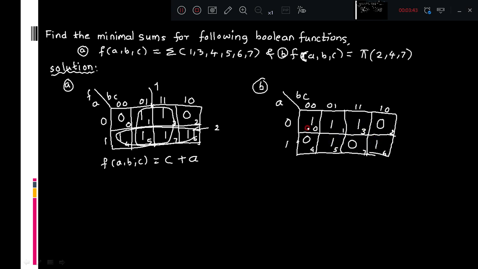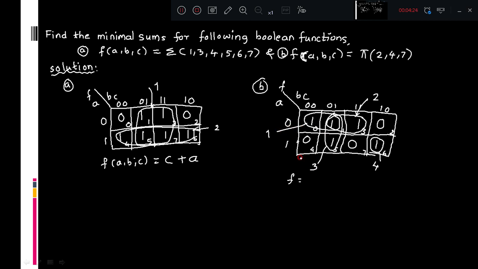Here you are asked to do grouping, so we can group. This is our first group, second, then this one is second grouping, this one is say third grouping, and this particular one is not physically adjacent or logically adjacent with any of the cells, so we have to go for one cell grouping. So this particular function will get 4 terms.